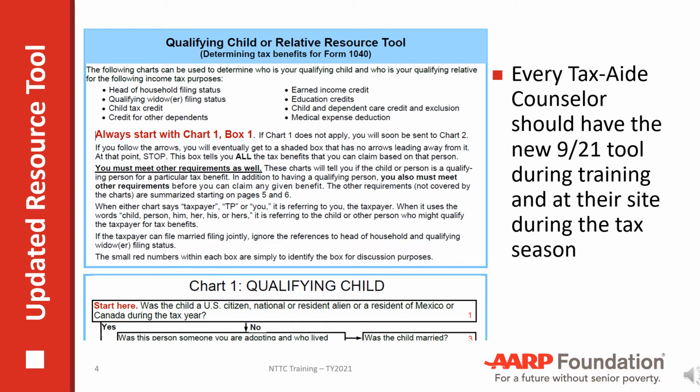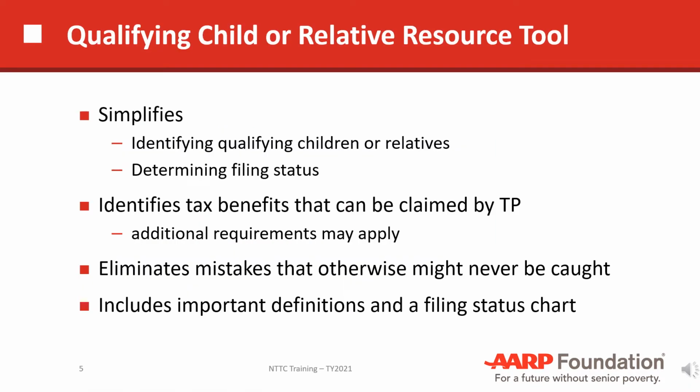This is an image of the first page of the resource tool. And note that the slide indicates that this is an updated resource tool. So this is one that has been around since last tax season, and it is now 8 pages. Originally, it was 3 pages. It has now been converted to 8 pages, so it has a lot more usefulness than it did a year ago.